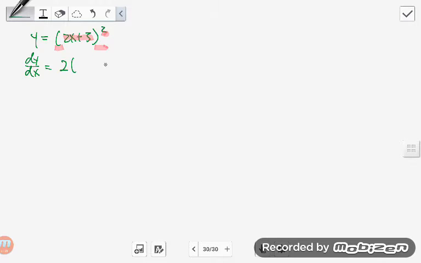So I'm going to have a 2, and whatever's in the parentheses, I'm not going to touch it, right? And then I'm going to differentiate the inside. Since I'm not touching whatever's inside, it will still be 2x plus 3. And when I differentiate the inside function, 2x plus 3, I'll get a 2. So my final answer will be 2 times 2 times (2x plus 3), and that's your answer. But just to simplify it, I'll get 8x plus 12. So this is how we apply chain rule when we are finding derivatives.